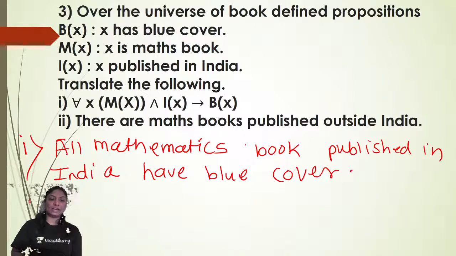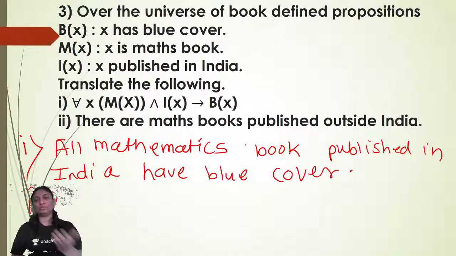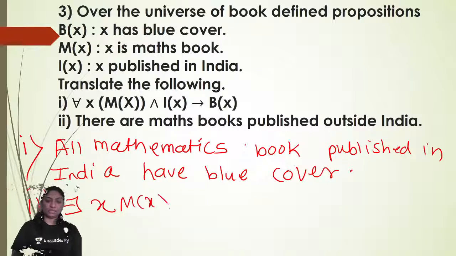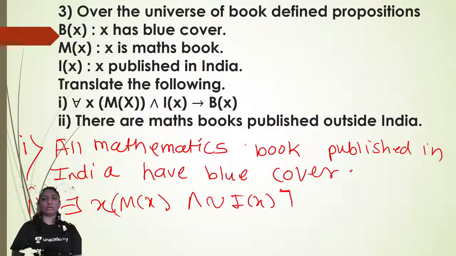Second one. Use the notation: there are maths books published outside India. It means there exist some maths books which are published outside of India. Inside India it is I of x, so outside means negation of I of x. So you will get there exists x, M of x and negation of I of x. This is your existential quantifier.